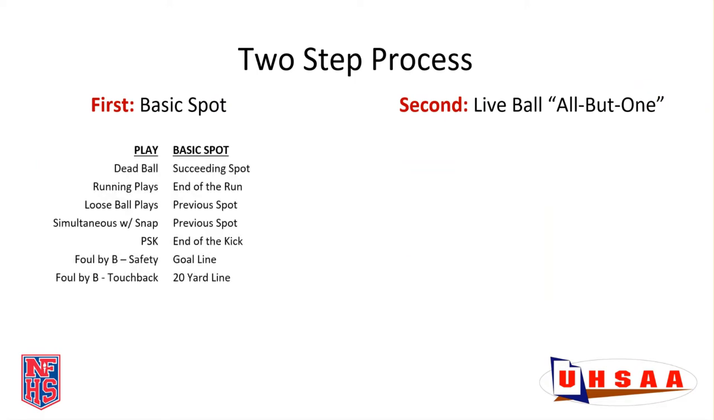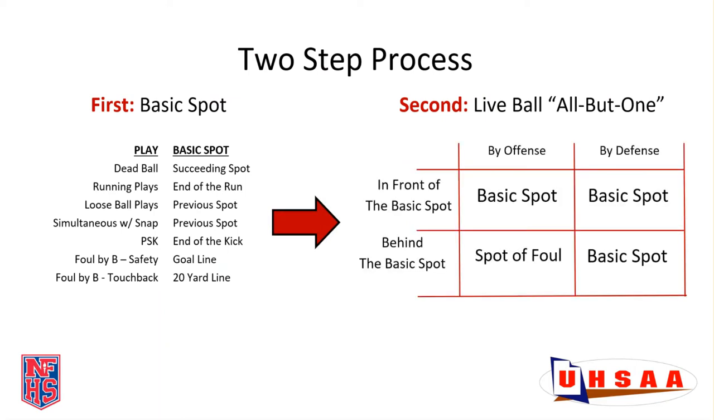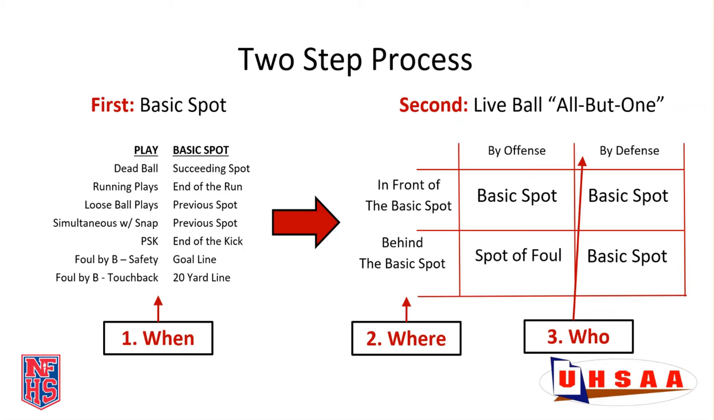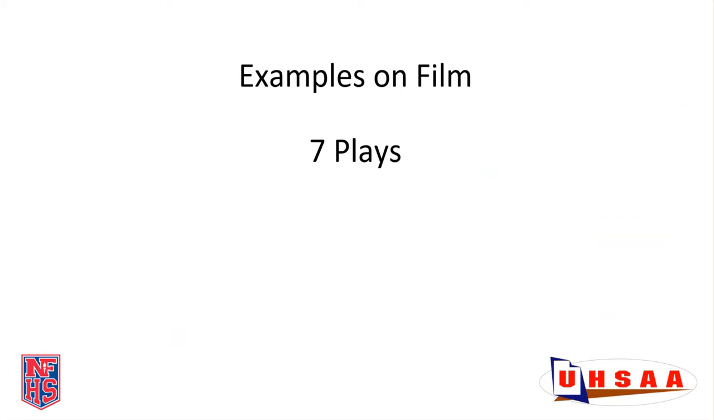So let's review this 2-step process. First, find the basic spot using this chart. Second, apply the live ball all but one principle for fouls that are not dead ball fouls or simultaneous with the snap. Do it in this order by asking when, where, and who. And remember, use this process every time. Don't take shortcuts. It's very, very easy to make errors in this process unless you follow this basic philosophy. So I urge you strongly to do just that. So let's take a look at some examples. We're going to look at 7 plays here on film that talk about this.